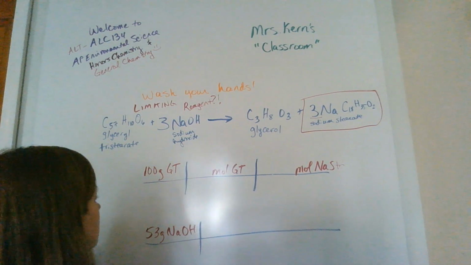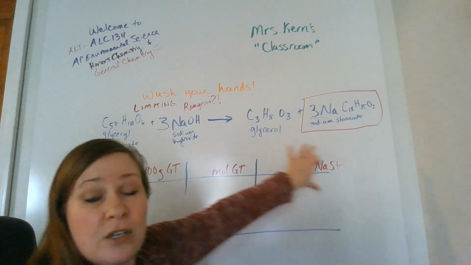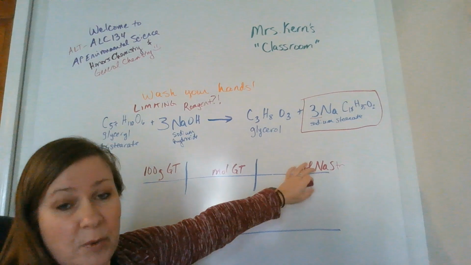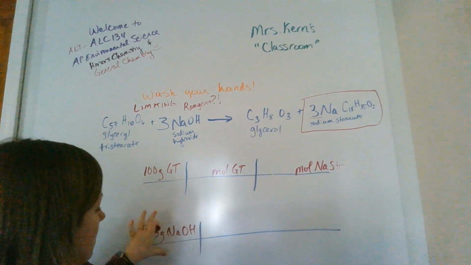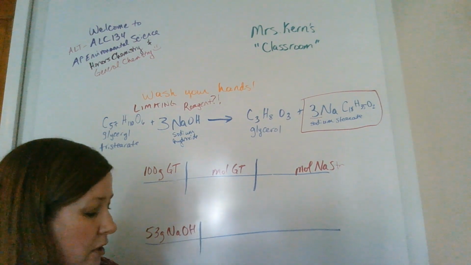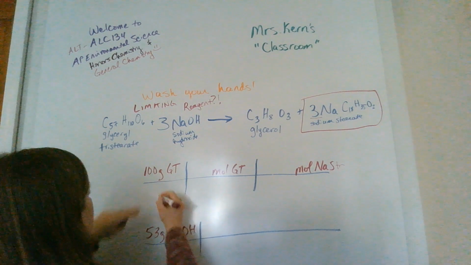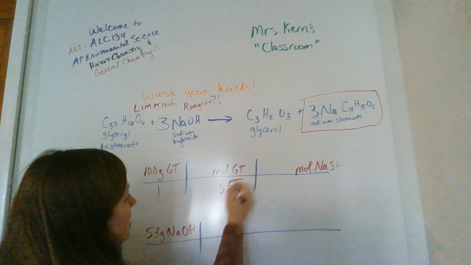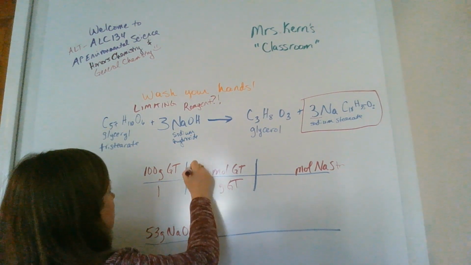And so we're going to convert, and we're going to stop at moles. We could go the next step and go to grams of sodium stearate if we wanted to. Either way, as long as we're consistent with our other reactant, we could find the right answer either way. So, got a 1 here. I already looked up the molar mass of glyceryl tristearate. It is 891.45.